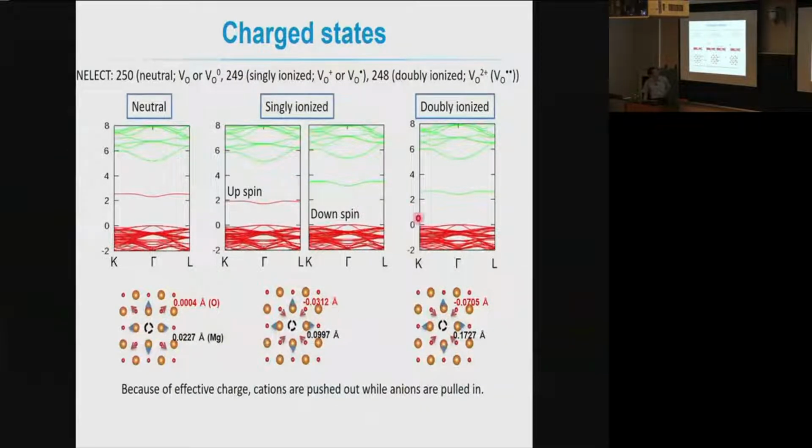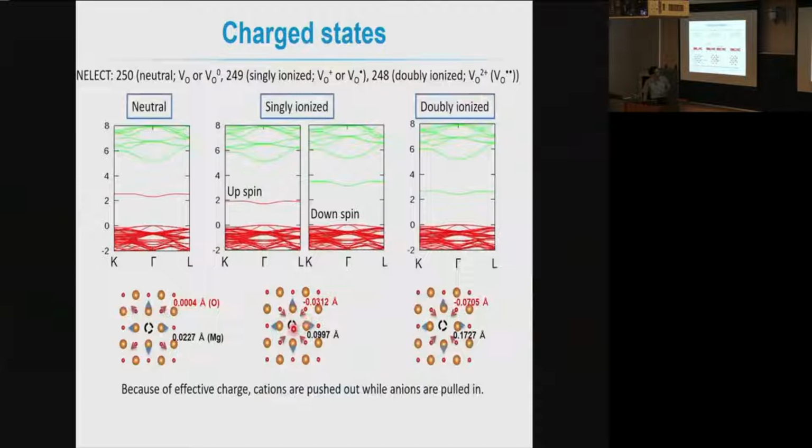And for the VO2 plus, you have further relaxation: the first shell pushes out by 0.17 angstrom, and the second shell relaxes inward by 0.07 angstrom, which is almost double the relaxation that you found for the single charged case. So why is the relaxation in this direction? This is because of the charge.